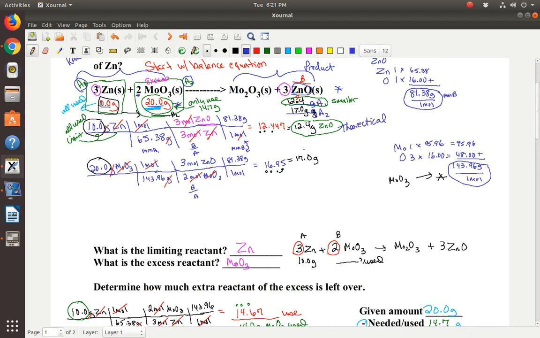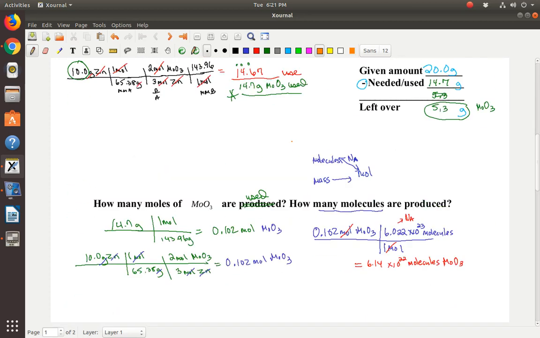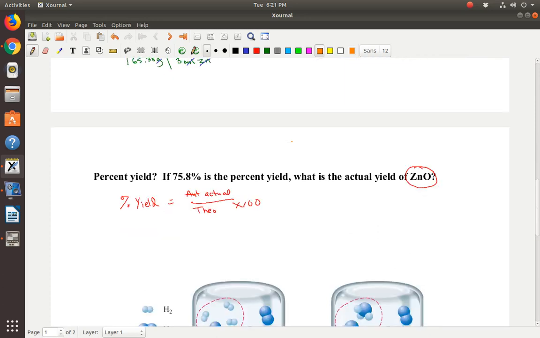The theoretical amount is the amount that you calculate that could be made. This is not real life. This is theoretical right here. This is what you calculate. The theoretical amount is the calculated amount, 12.4 grams. Okay? So, remember that the theoretical amount is the calculated amount.